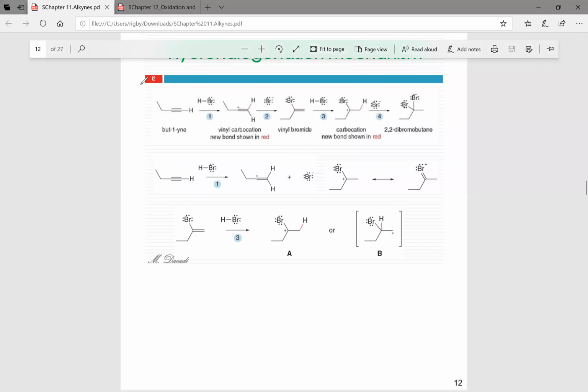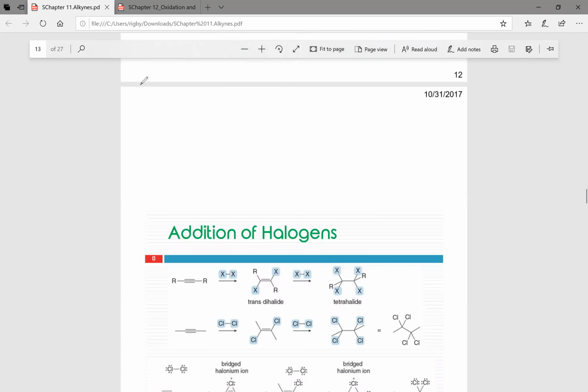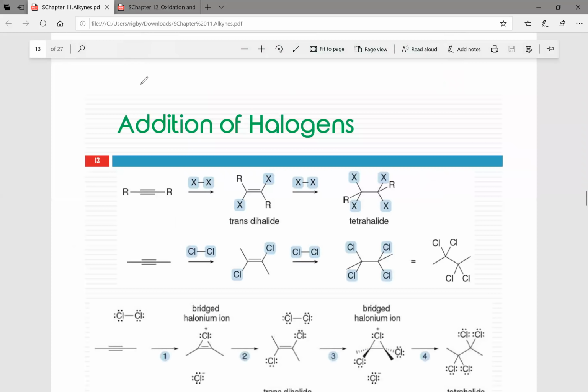So that was hydrohalogenation. Next, we'll be getting into halogenation. So essentially, again, this is just like what we did with the alkene reaction, except we're doing it twice. The first step, the two of the X's add to the triple bond. We end up with an alkene, a trans dihalide, okay? And then we use X2 again, they add again to that double bond, and we end up with a tetrahalide, which essentially just means we have 4 halogens on our alkane, okay?